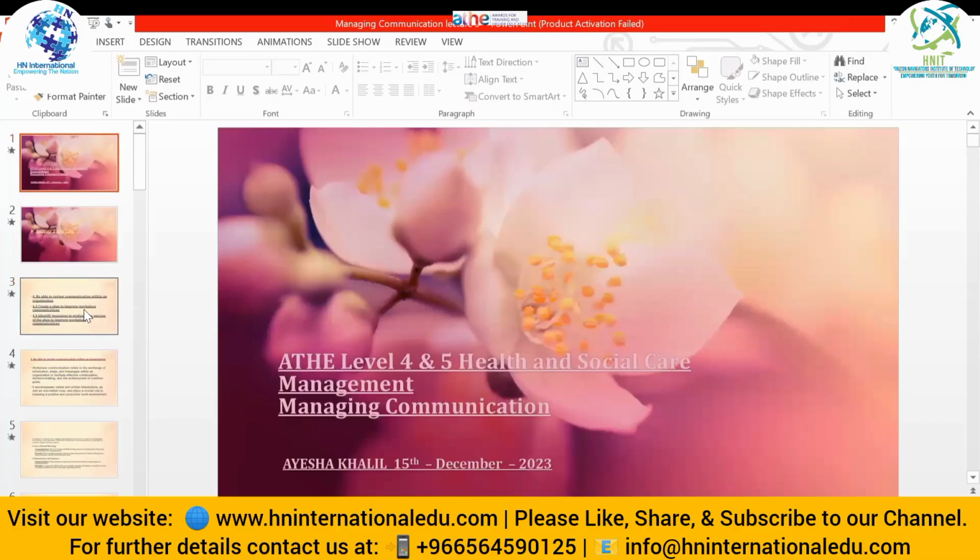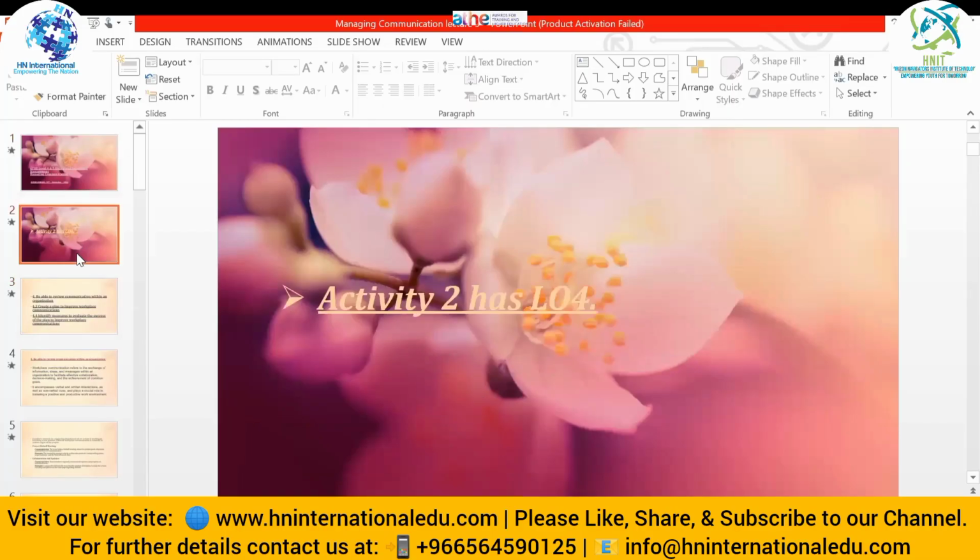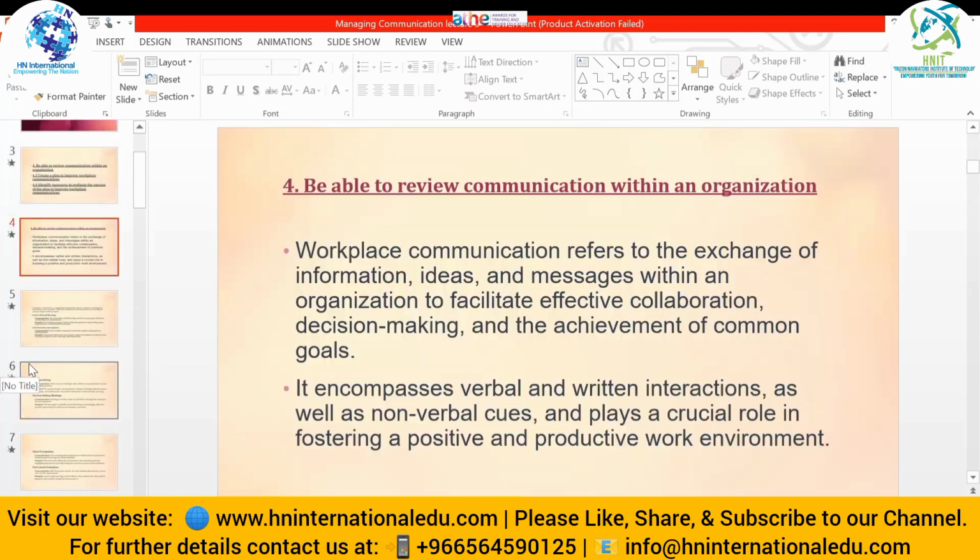Today, we will be focusing on the rest of learning outcome number four, that is the part of activity number two. In general, we discussed that workplace communication is the exchange of information, ideas, and messages within the premises of the organization so that it can facilitate effective collaboration among the employees and team members, and it helps in decision making and the achievement of common goals. Those common goals are associated with the organizational goals and, lastly, strategic goals as well.